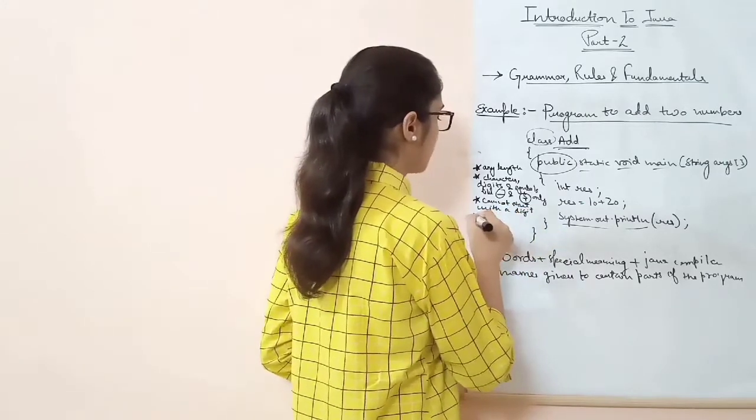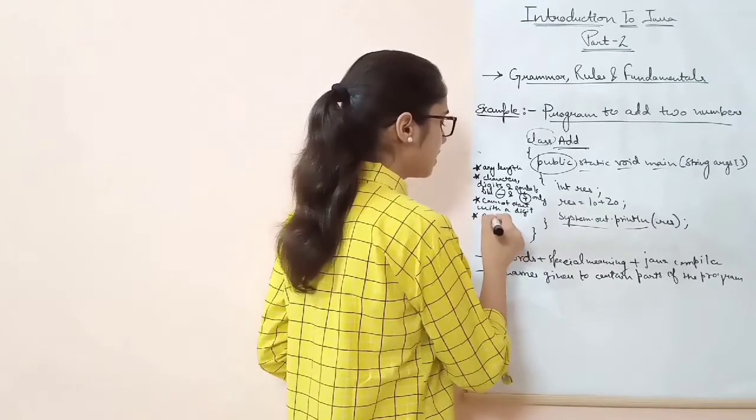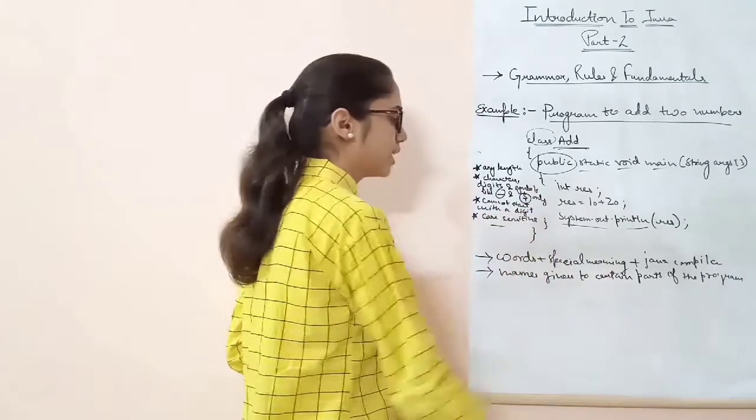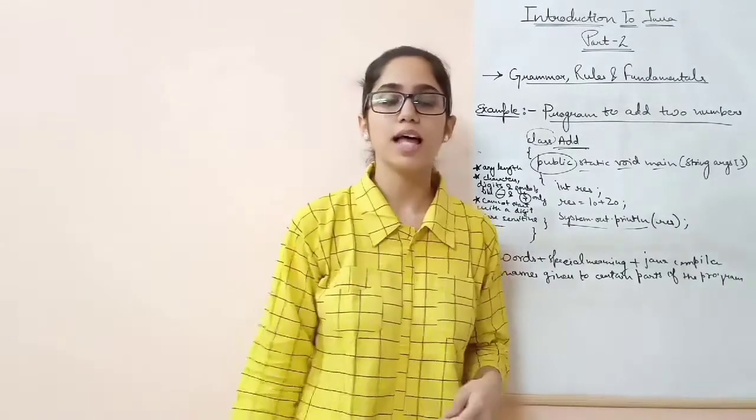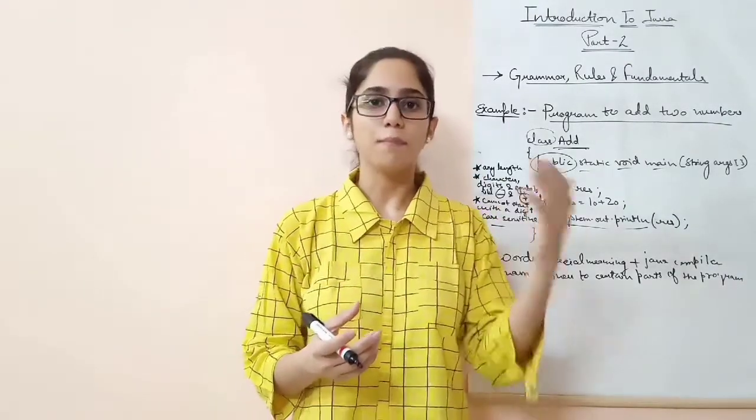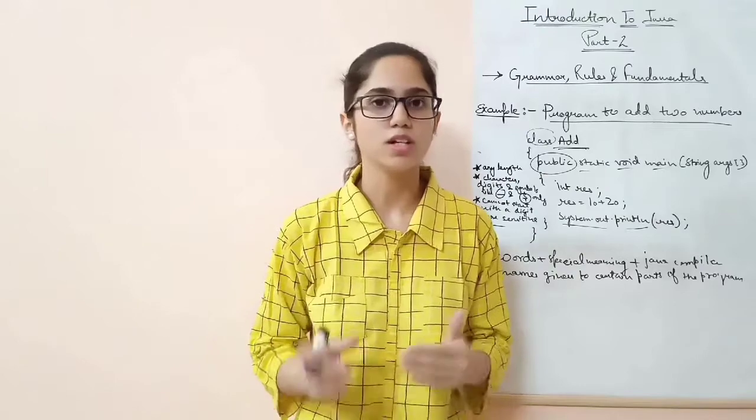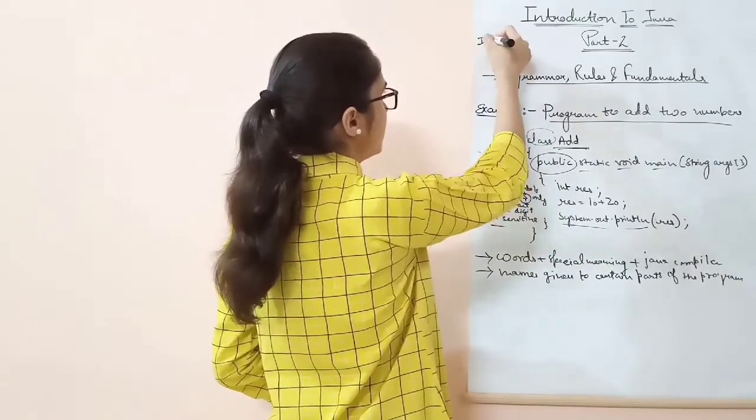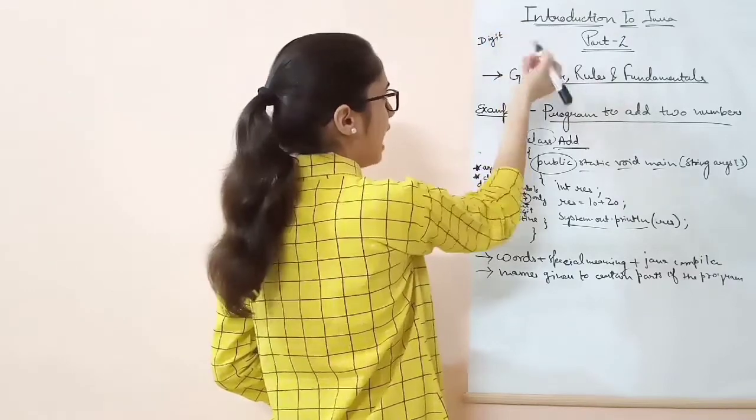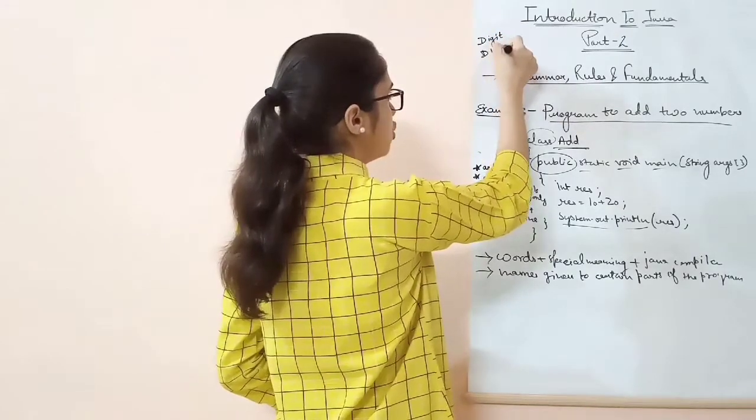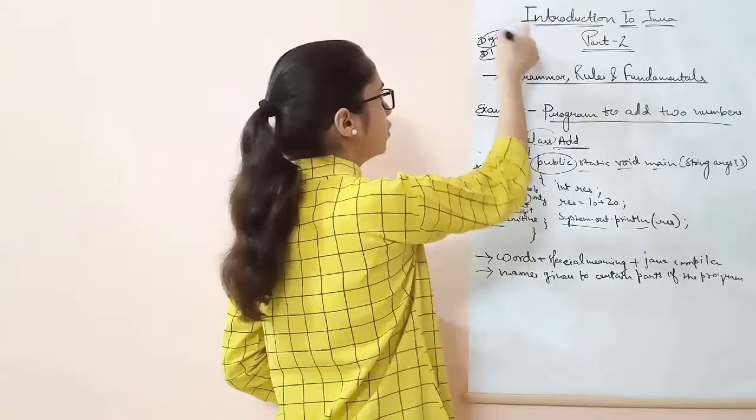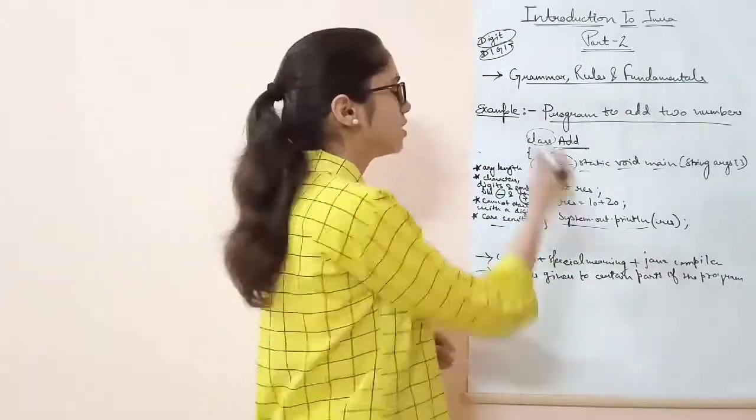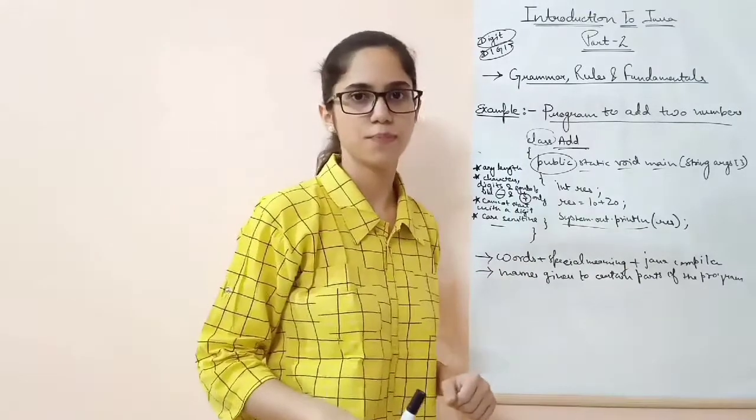Last but not the least, identifiers are case sensitive. What do I mean by case sensitive? I mean that compiler treats uppercase and lowercase words differently. For example, if I write Digit and I write digit, both these words will have different meaning for Java compiler. So it's a case sensitive language.